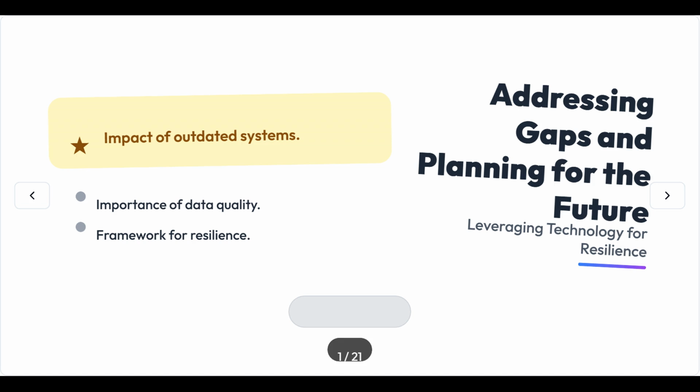Our goal here is to explain how outdated systems and poor data quality are not just technical problems, but are root causes that magnify every other supply chain challenge. Then, we will guide you on building a more resilient supply chain by focusing your efforts on 3 key areas: increasing visibility, improving agility, and strengthening collaboration.